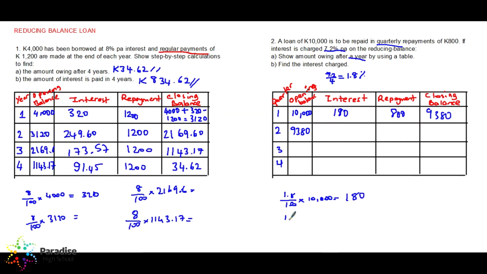So 1.8% times 9,380. So how much does it make? 1.8 times 9,380 divided by 100. So 168.84 kina. So we write it down here, 168.84 kina. Repayment is the same amount.